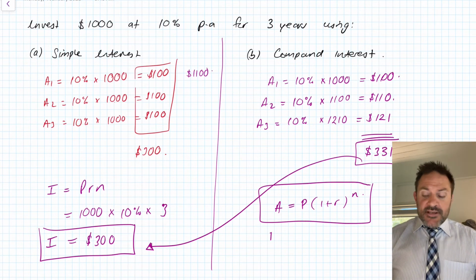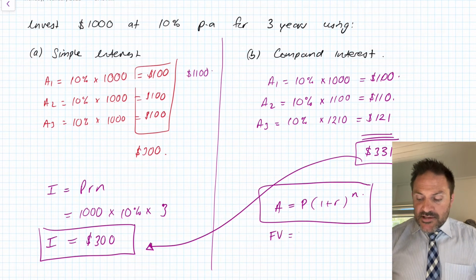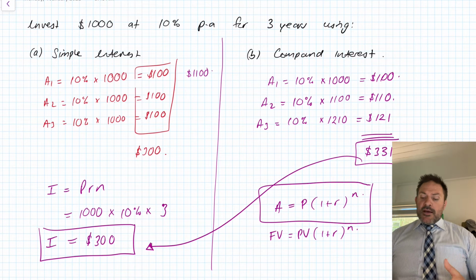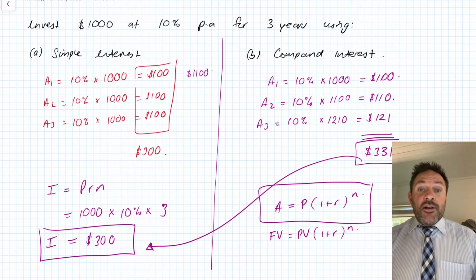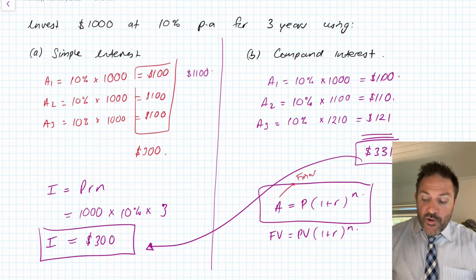Sometimes in the advanced courses, even in standard maths now in year 11 and 12, they'll use these letters instead, which I'll explain to you. They mean the same thing. So we know that A means the final amount, the final or the whole amount.